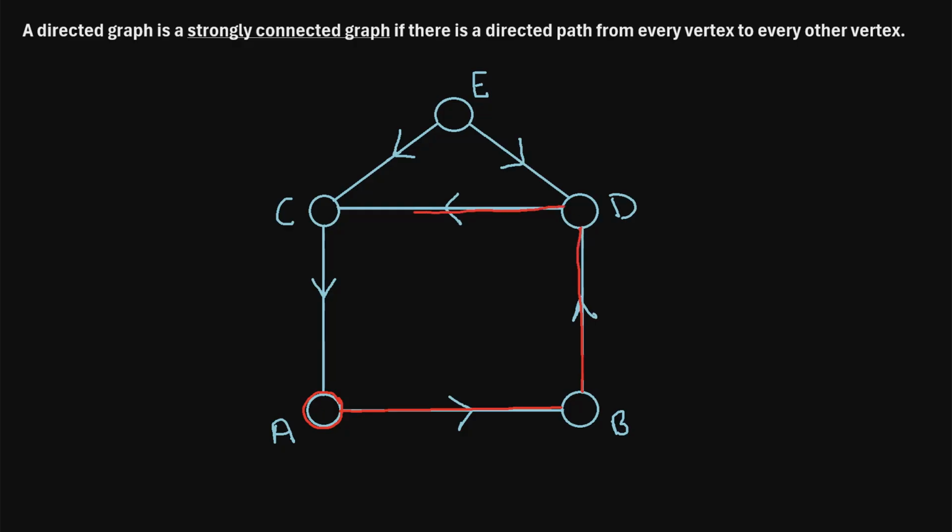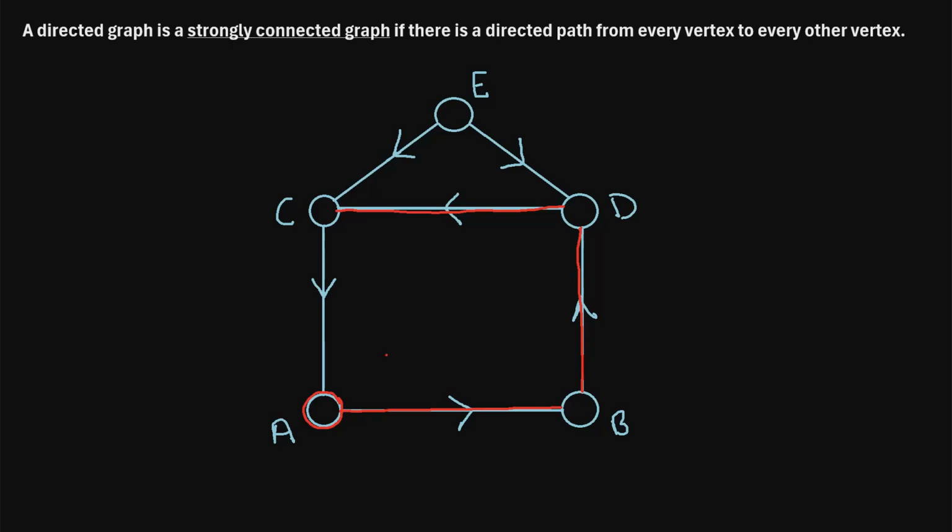We can get to vertex C by following this edge, but we'll notice there's no way to get to vertex E up here, because both of these two edges that are incident with vertex E are going away from vertex E. So there's no way to travel to vertex E from vertex A. So right away we know that this is not a strongly connected graph, because we can't get from every vertex to every other vertex.